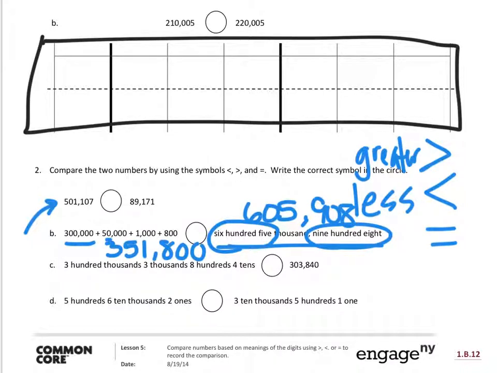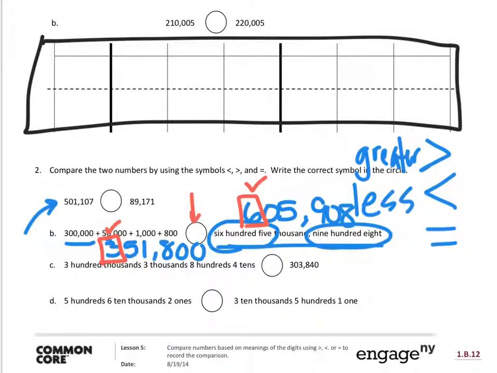Once students have done this, to compare numbers we always want them to start in the like place values. For instance, on these numbers, they both have a value in the hundred thousands. We can see that this value is 300,000, and this value is 600,000. So students would decide which is greater and then put the appropriate symbol in the circle.